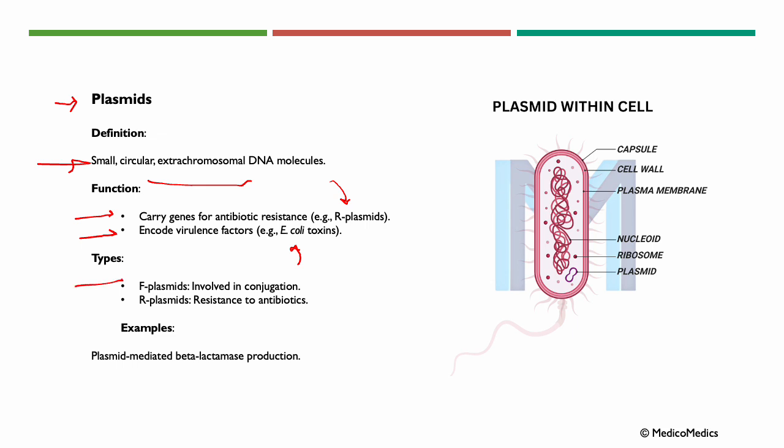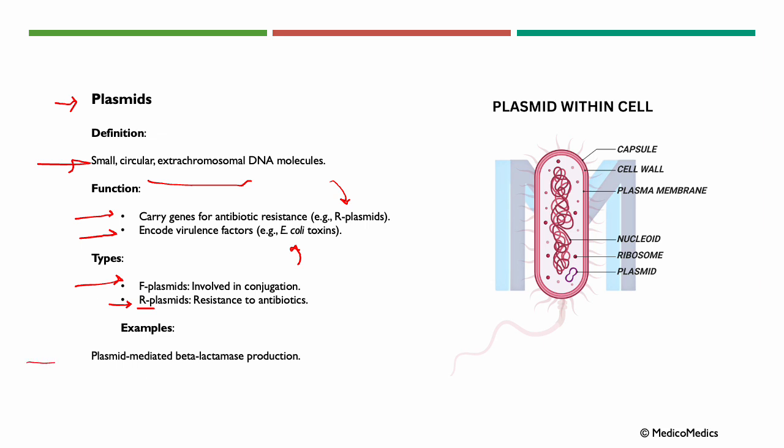And then we have different types. So we have F plasmids, that stands for fertility plasmids. And these enable bacterial conjugation, allowing direct transfer of genetic material between bacteria via something called a sex pilus. We also have R plasmids. These are resistance plasmids, and these carry genes that provide resistance to antibiotics, making infections more difficult to treat.